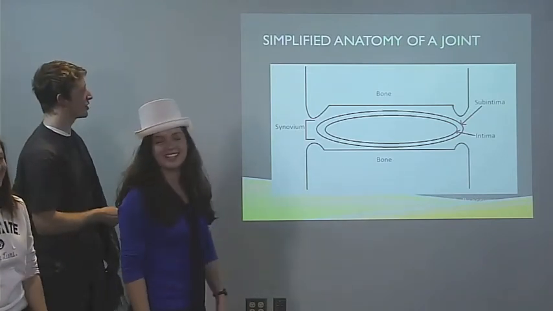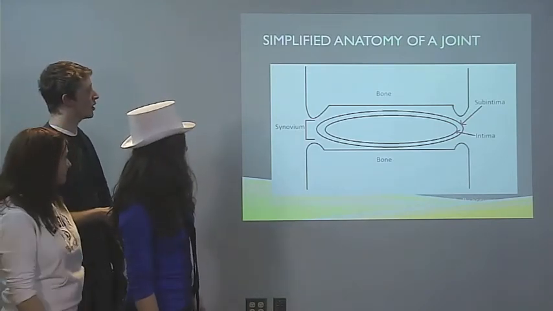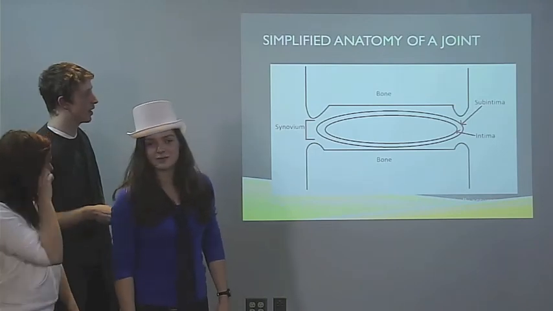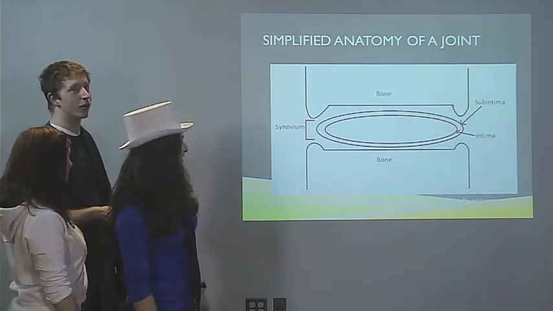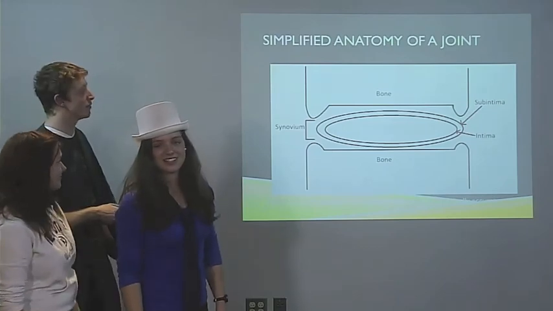Okay, we have the synovium here, a big capsule. They have an inner layer called the intima. So the intima is right there, and the septima. This will be important later when we discuss the two types of mechanisms of disease.